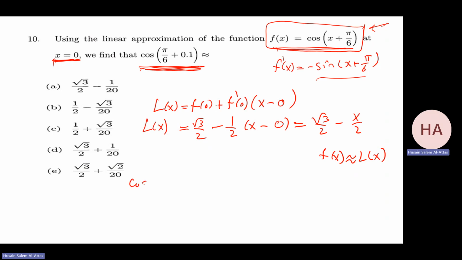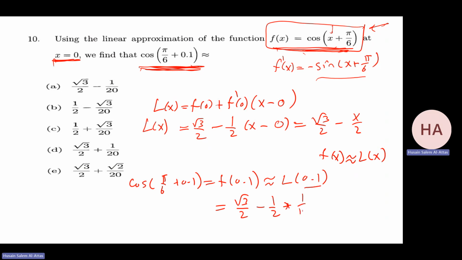Okay. Now, f of x will be approximately L of x. If you think about this, comparable to this one, this is f of 0.1. So it will be cosine of pi over 6 plus 0.1. If you apply it here, it will be cosine of 0.1 plus pi over 6, or pi over 6 plus 0.1. Okay, so this is approximated by L of 0.1. And that will be square root 3 over 2 minus half, x is 1 over 10. So square root 3 over 2 minus 1 over 20, which is this.